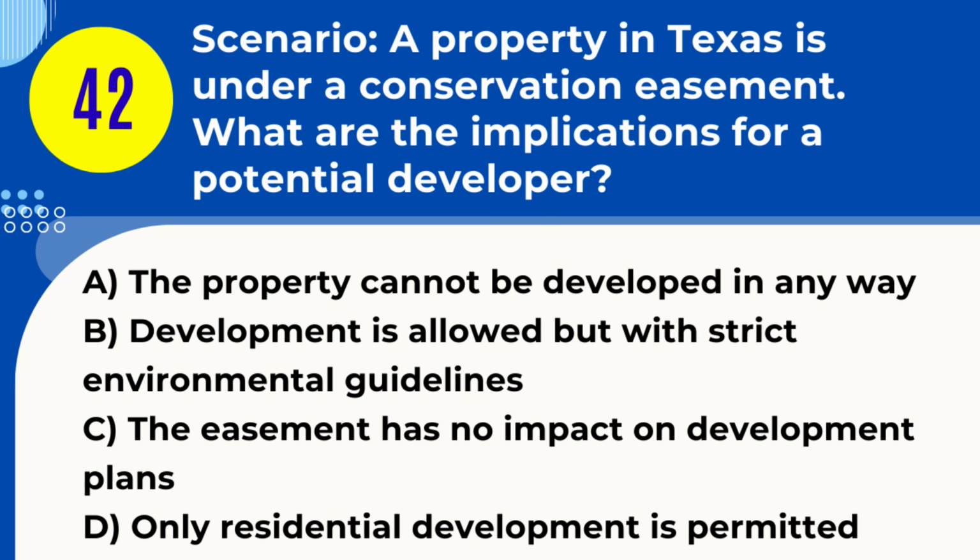Question 42. Scenario: a property in Texas is under a conservation easement. What are the implications for a potential developer? A. The property cannot be developed in any way. B. Development is allowed but with strict environmental guidelines. C. The easement has no impact on development plans. D. Only residential development is permitted.